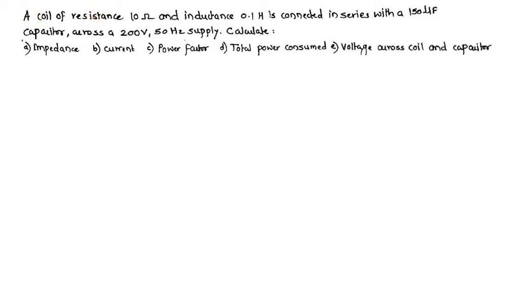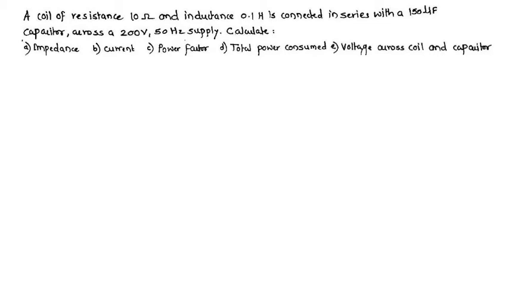A coil of resistance 10 ohm and inductance 0.1 Henry is connected in series with a 150 microfarad capacitor across a 200 volt 50 Hz supply. Calculate impedance, current, power factor, total power consumed, voltage across coil and capacitor. So we will start solving it step by step.